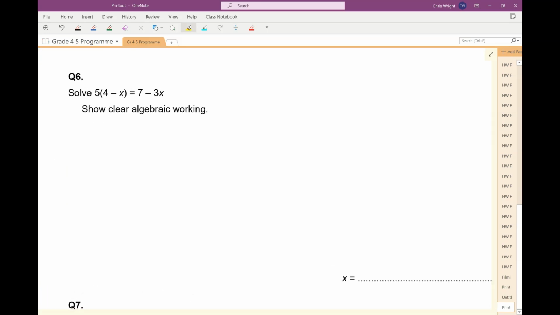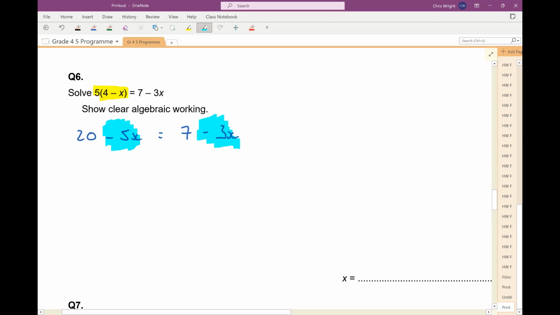Now, what shall I do here? Well, the first thing I'm going to do is multiply out that bracket. So I'm going to have 5 fours are 20, copy the sign, 5 times x is 5x, equals 7 minus 3x. Aha, unknowns on both sides. Which side has the fewest? This side has got minus 5x, and this side has got minus 3x. Which is the fewest? The answer is minus 5x is the fewest.